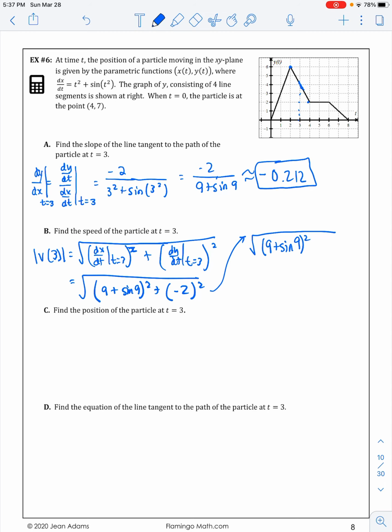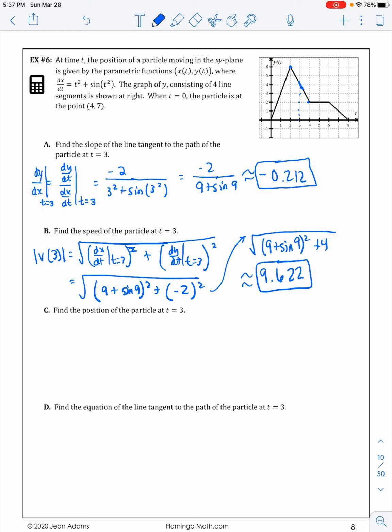I'm just going to leave this because this is a calculator problem. I'm going to leave this as 9 plus sine 9 squared and then plus 4 underneath the root. So if I put this in my calculator, I should get 9.622.